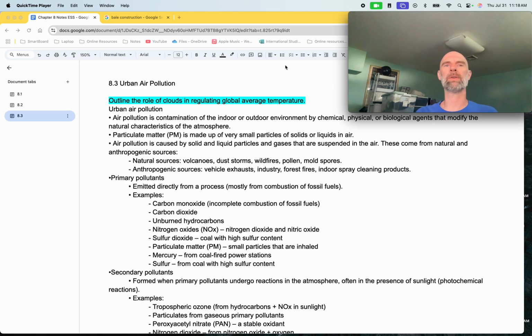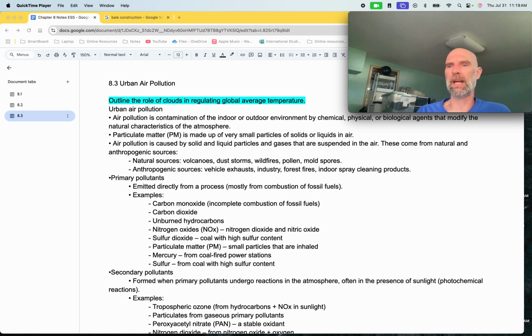Outline the role of clouds in regulating global average temperature. So, this question, I know you're thinking, how does it directly really apply to urban communities? And the answer is it lightly does. Not in a strong sense, but it is there.